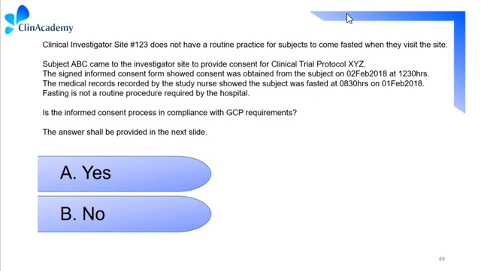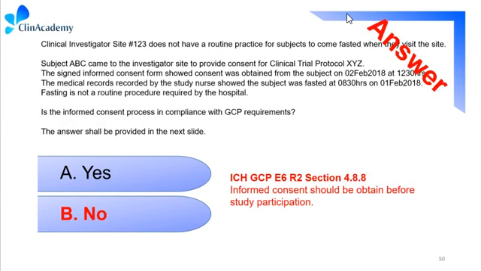Is the informed consent process in compliance with the GCP requirements? The answer shall be provided in the next slide. The answer is no. According to ICH GCP E6 R2 section 4.8.8, informed consent should be obtained before study participation.